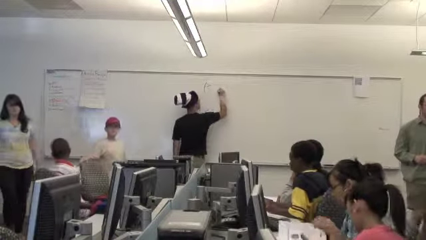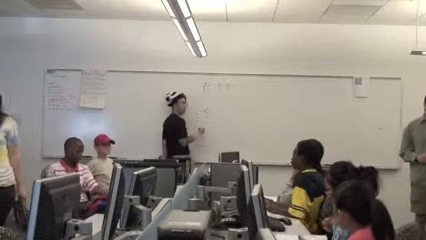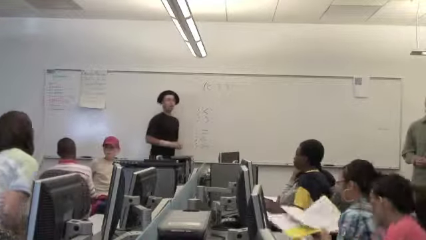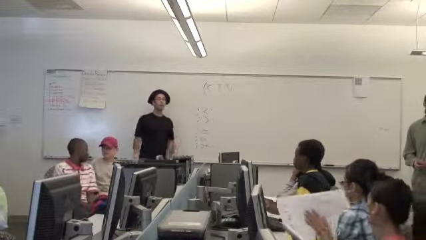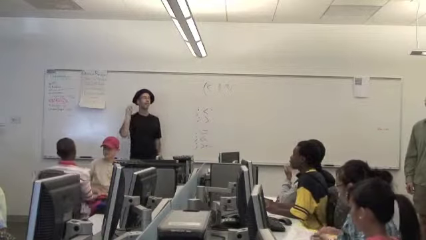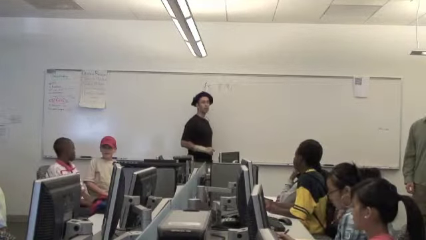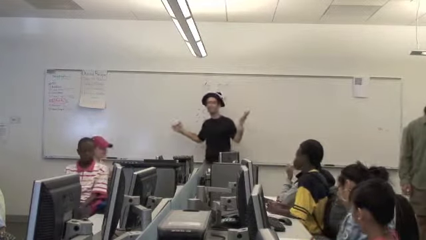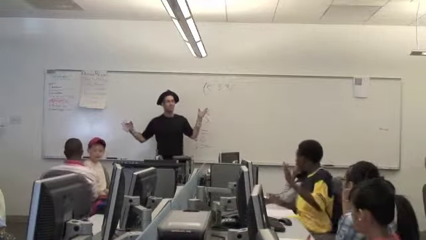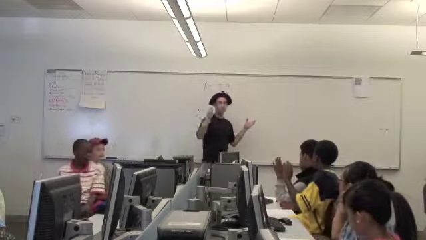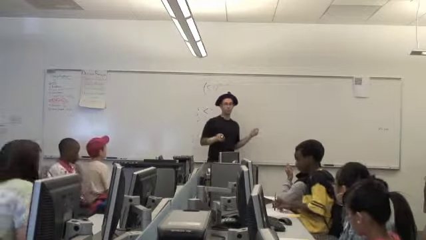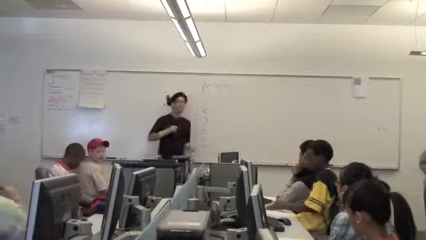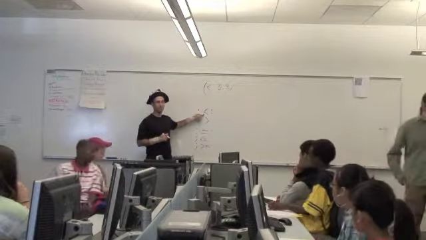Less than 3. Return. Okay, so every contract has 3 parts. Raise your hand if you can recite what they are. Every contract has 3 parts. What are they? Raise your hand if you know what they are. Jakai. Name, domain, and range.